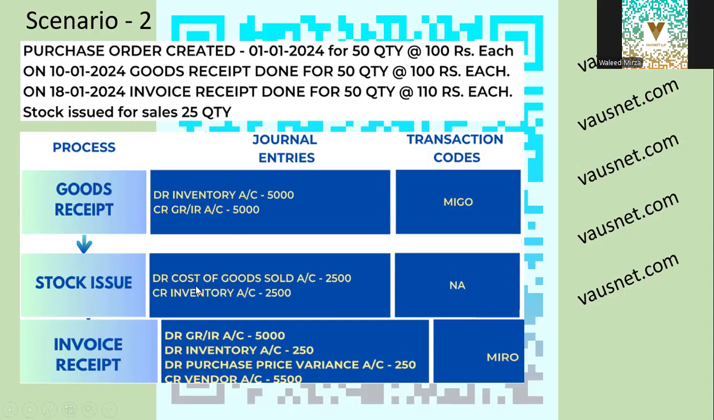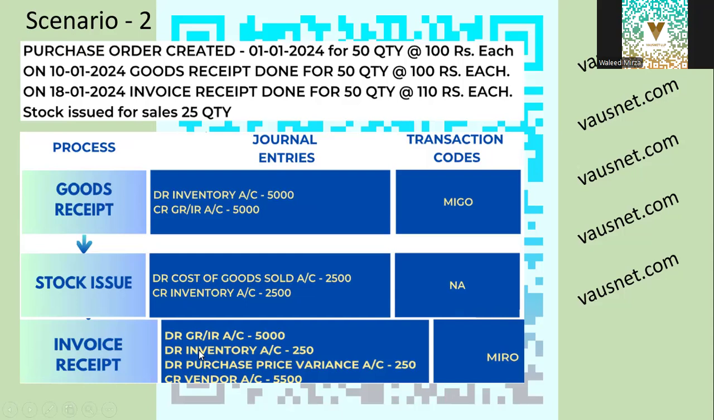Stock issue. Now stock issue to sales, because it is going to sales, so that will be cost of goods sold. Okay, because it is issued at 100 rupees. So cost of goods will be 2,500 and inventory account will be credited. So cost of goods means it's the expense of selling your goods, that is 2,500. Okay, no transaction code.